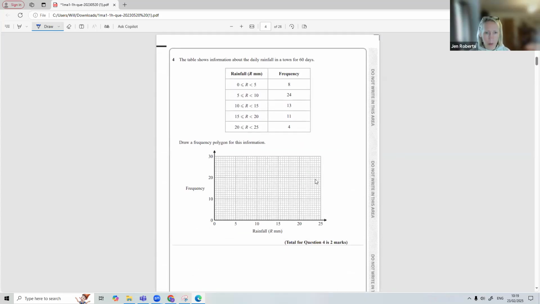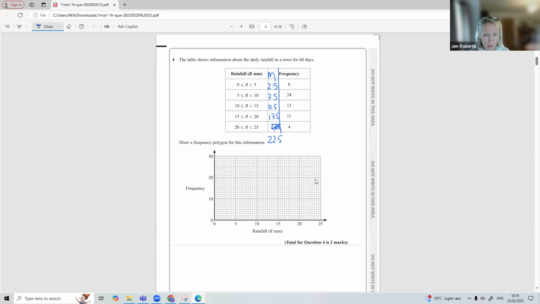Frequency polygon, so we need to plot the midpoint against the frequency. Midpoint is 2.5. Here it's obvious what the midpoint is, but if you weren't sure, you'd add these numbers together and halve them. My scale on my graph looks pretty straightforward as well. So let's just say 22.5. Let me write it clearer.